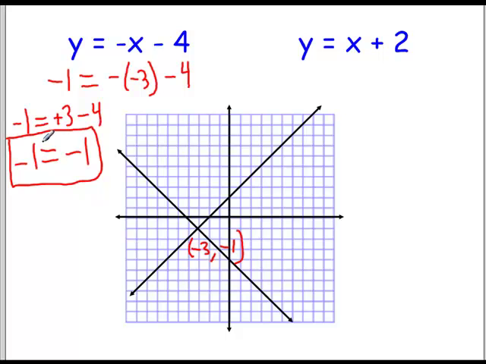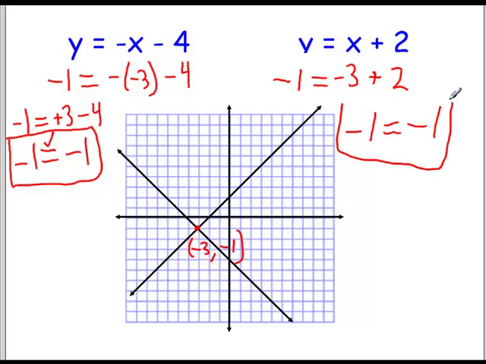Alright, we give a little check. Yeah, that's true. That's because this point falls on that line. This is the line down here. Slope of negative 1, intercept of negative 4. Now let's plug it into this line. Negative 1 equals negative 3 plus 2. We get negative 1 equals negative 1. Boom. Also true.